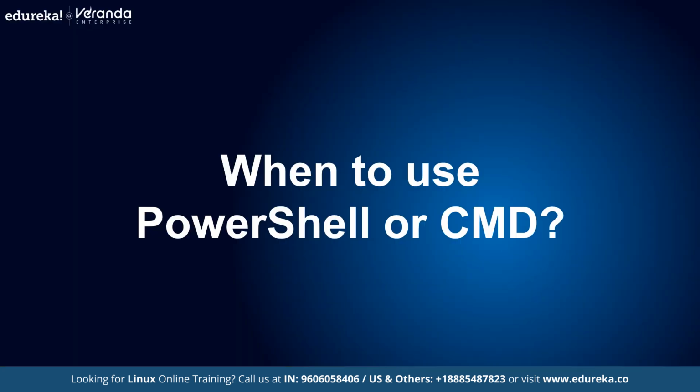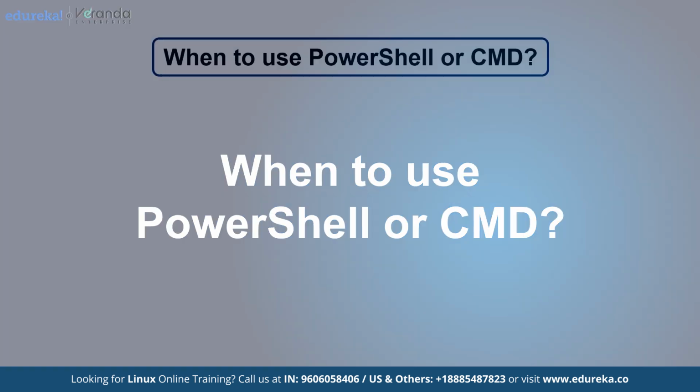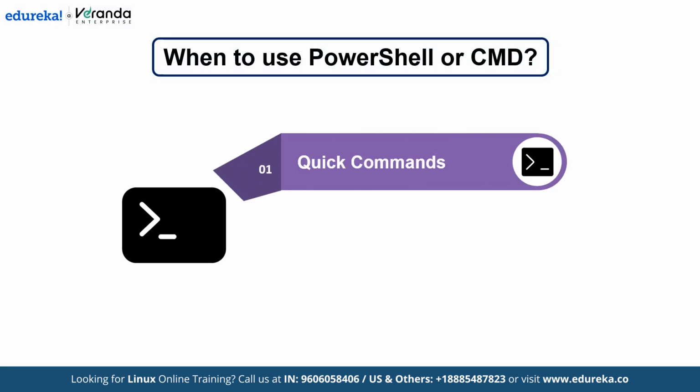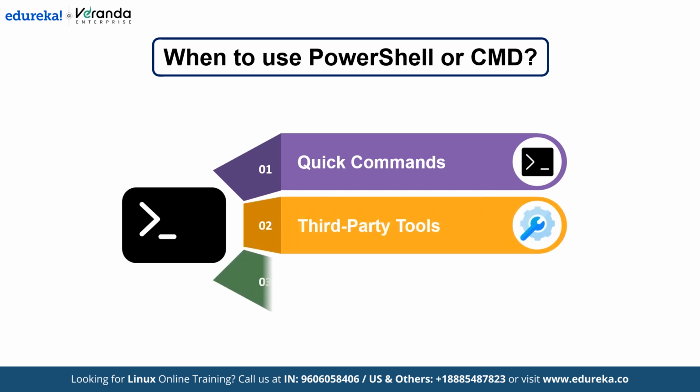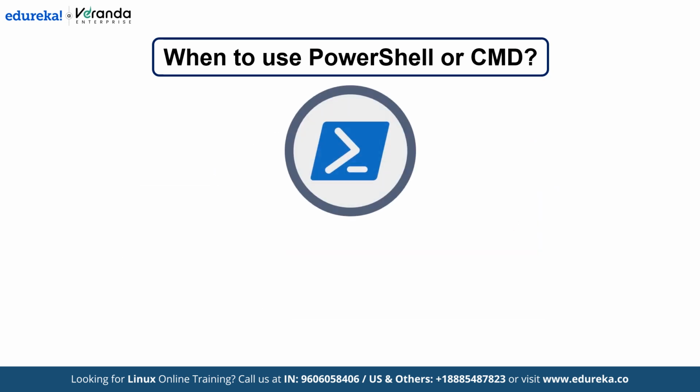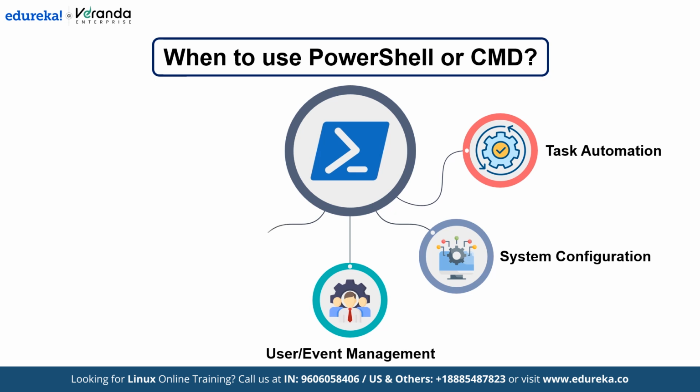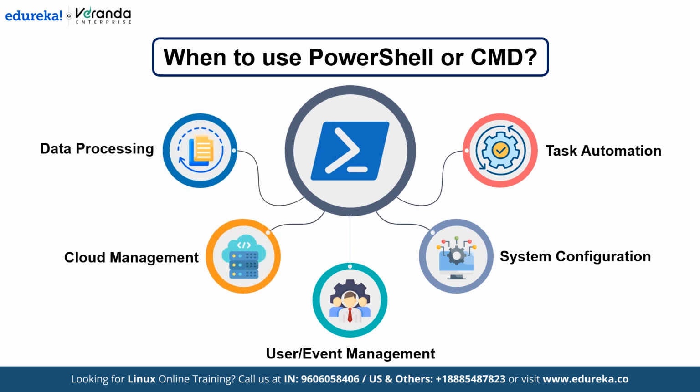Now let's see when to use PowerShell or Command Prompt. Given its simplicity and maturity, use Command Prompt to execute quick and straightforward commands, and to run third-party command line tools designed for Command Prompt. Now let's talk about PowerShell. The modern design and advanced capabilities of PowerShell make it the better choice for task automation and system configuration management, then user and event administration. Next is cloud resource management. Lastly, it is data processing.